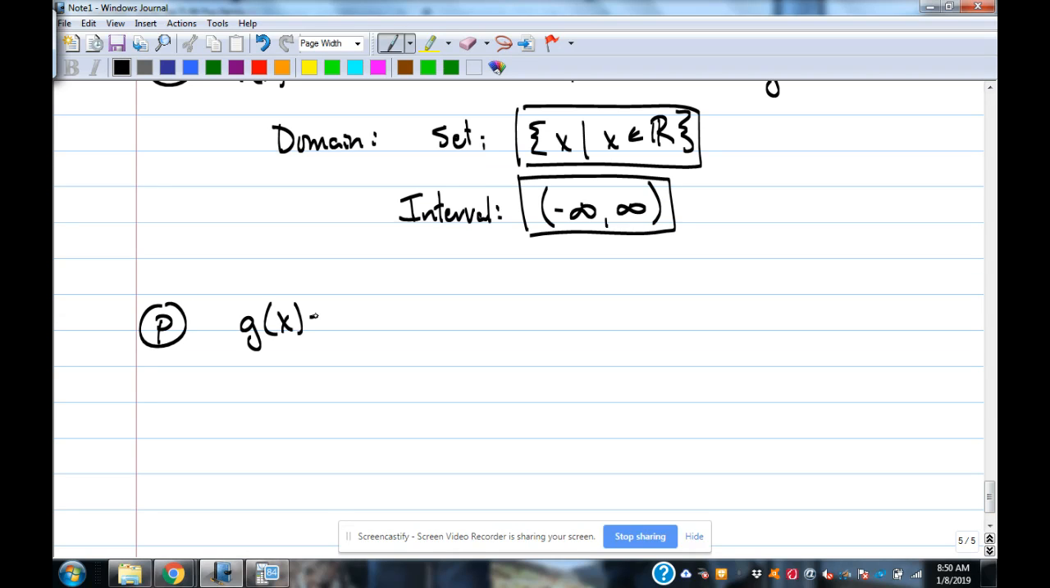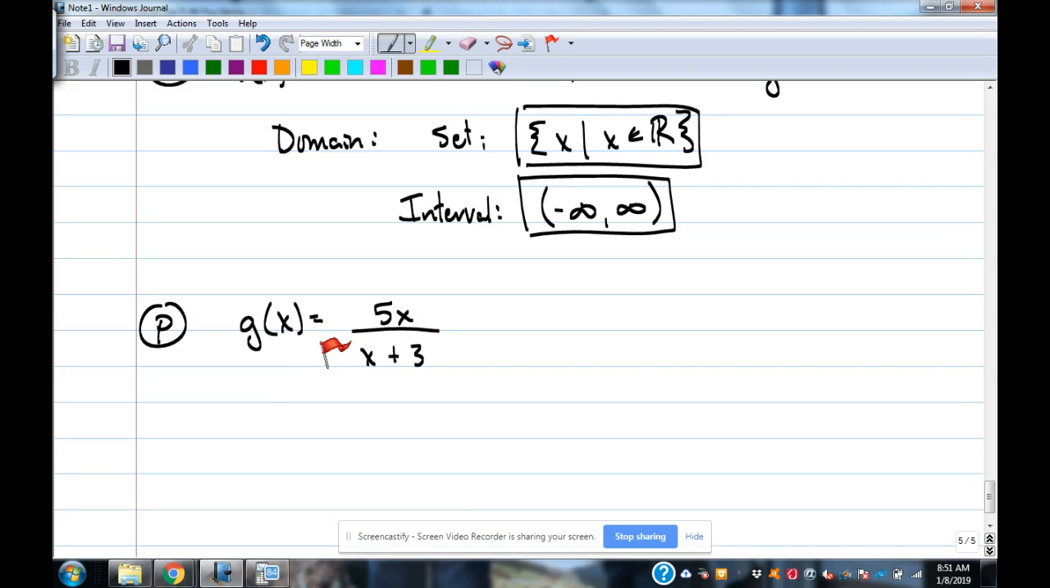G of x is equal to 5x over x plus 3. So, function, any red flags showing up? Which one? X in the denominator. We got that red flag right there with that X in the denominator. That tells us something's going on.